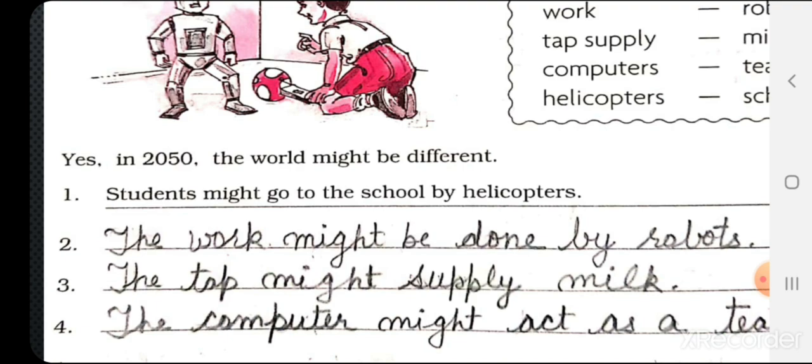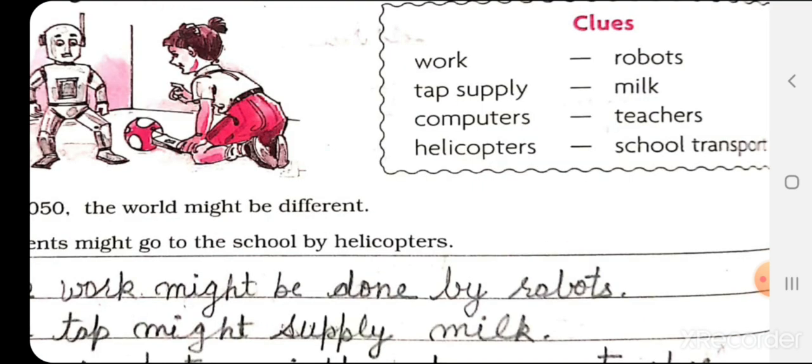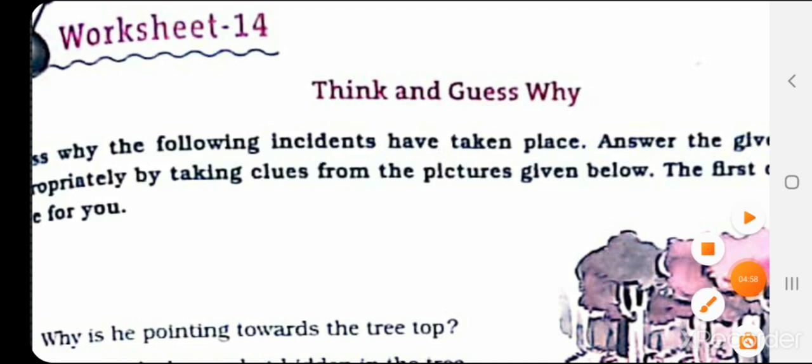Okay, now beta, let's move on to worksheet number 14. Think and guess why the following incidents have taken place. Answer the given questions appropriately by taking clues from the pictures given below. The first one has been done for you. According to the picture, we have to find out the answer now. Why is he pointing towards the tree top? There might be a rubber hidden in the tree.